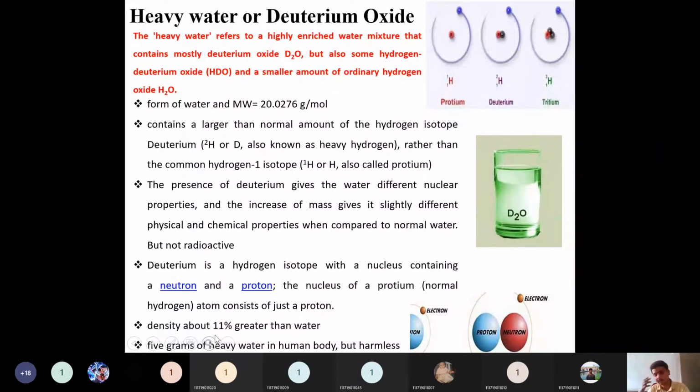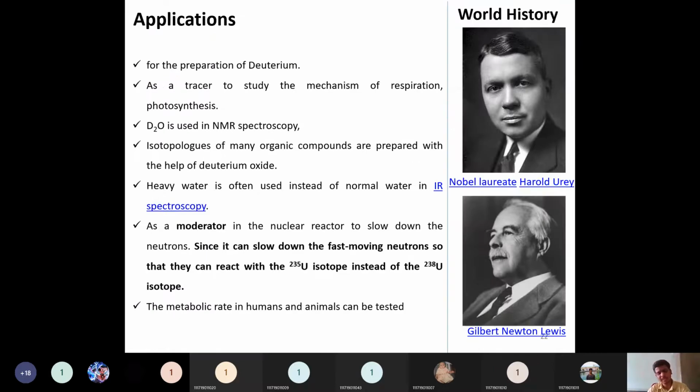We may have a doubt: can we drink heavy water in place of normal water? No, you cannot drink it. If deuterium oxide is more than 5%, it will be very harmful for human beings. That's why we will not drink water which is very heavy. More than 5 grams of deuterium is very harmful to the human being. So the limit is 5 grams of heavy water normally contained in our body, which is harmless.